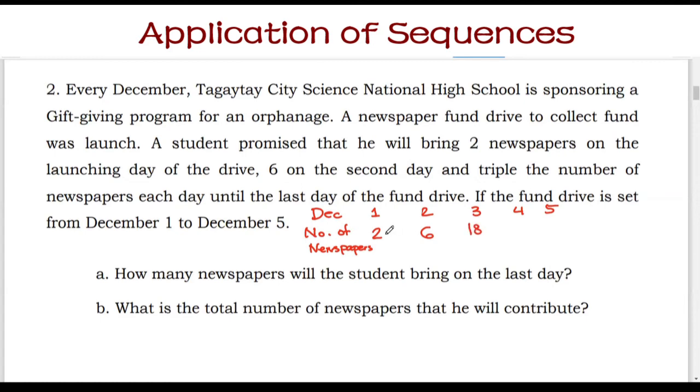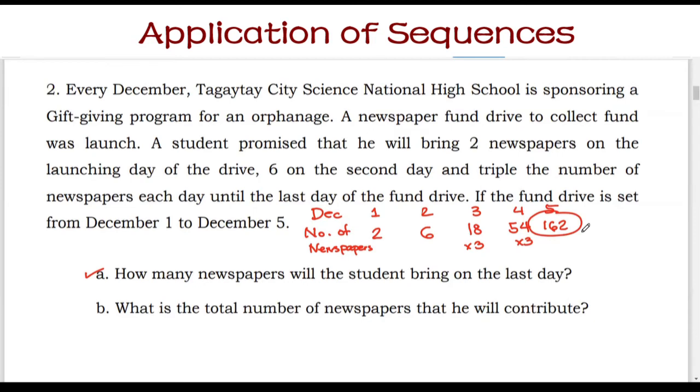Ano na sa fourth day? So, i-multiply lang natin yung 18 by 3. And what do we get? We will get 54. Ilang newspapers naman ang dadali niya dun sa last day, sa December 5? So, again, i-multiply lang natin ito ng 3. And what do we get? 162. Okay, let's now answer these 2 questions here. So, yung letter A, sabi dito, how many newspapers will the student bring on the last day? By listing, we get 162 newspapers, right?